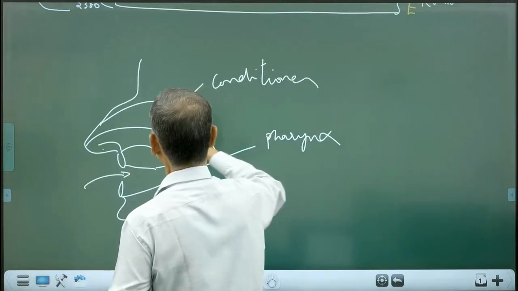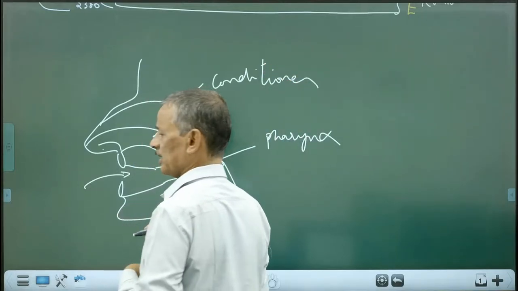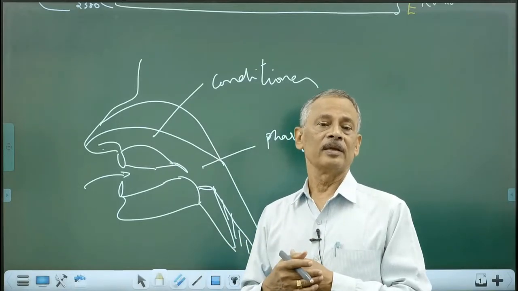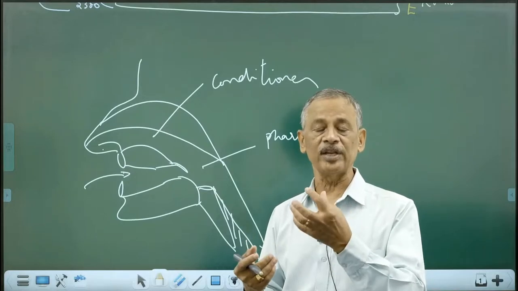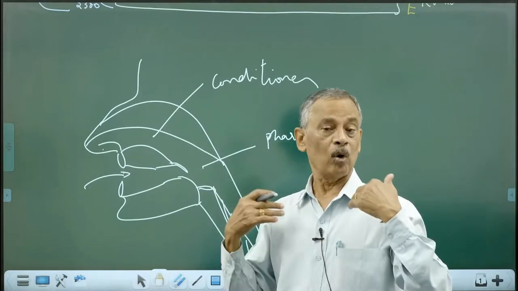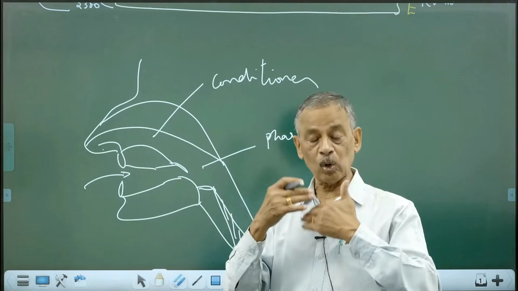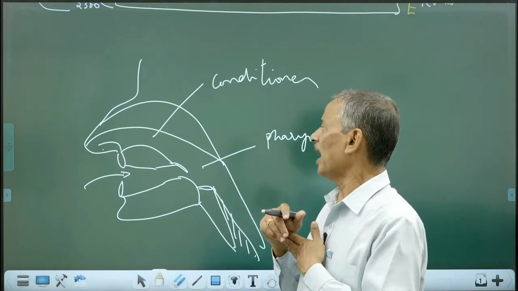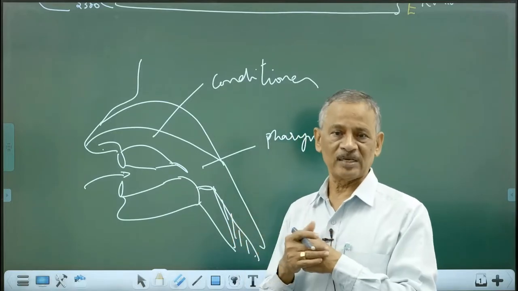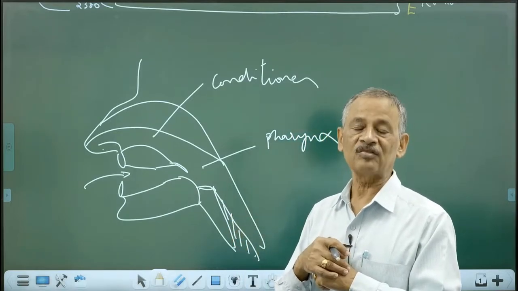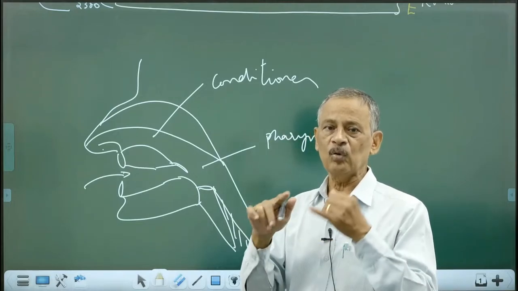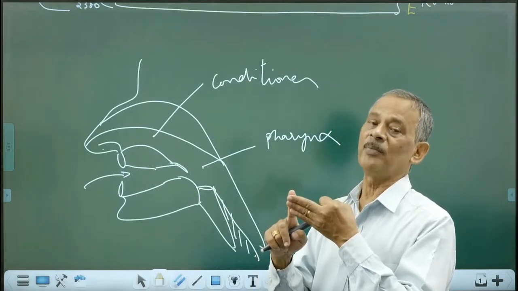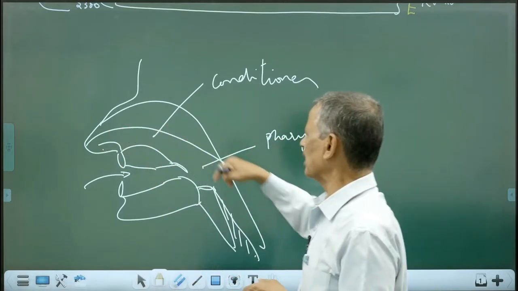Conditioner is that part of the nasal passage which will be warming up the air we are taking. See, the air we take is cool. Our body is warm. It should be brought to our body temperature. Then only exchange will be facilitated. And water droplets, moisture, are to be added. That is called humidification. So filtration, humidification, and warming up are done by this nasal passage.